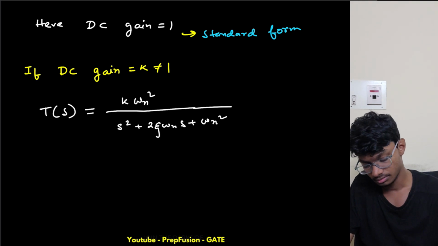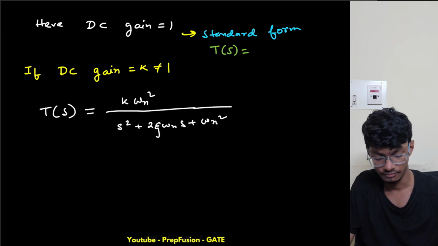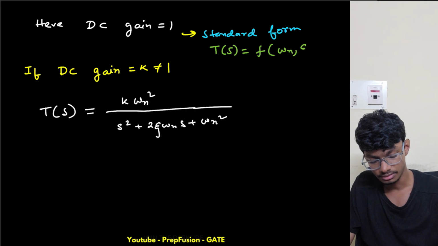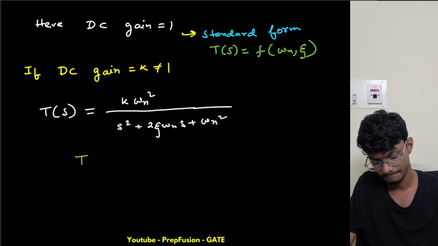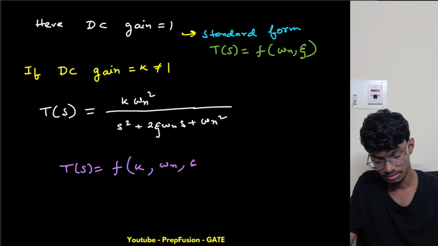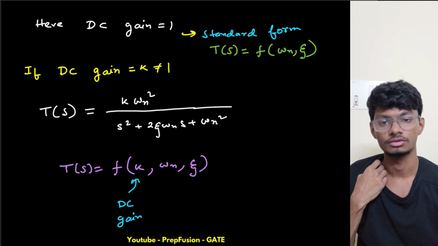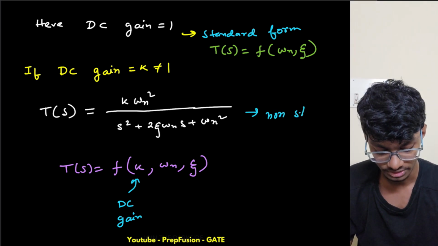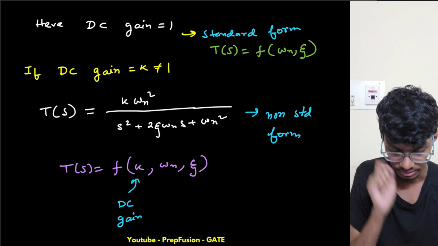In the standard form, my transfer function is a function of only omega n and zeta. It does not depend on anything else. But here my transfer function becomes a function of k, which is the DC gain, omega n and zeta. This may happen: the DC gain isn't 1 for the system, so you have to convert it into a non-standard format. So this is a non-standard format for a second order system. We'll do a few questions from there also, and you will understand.